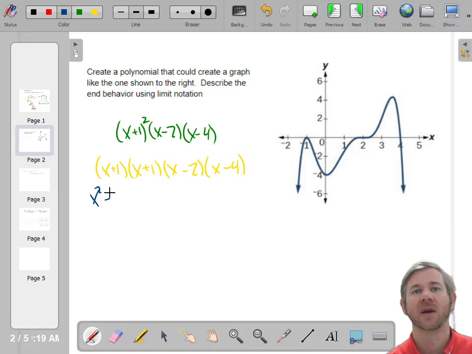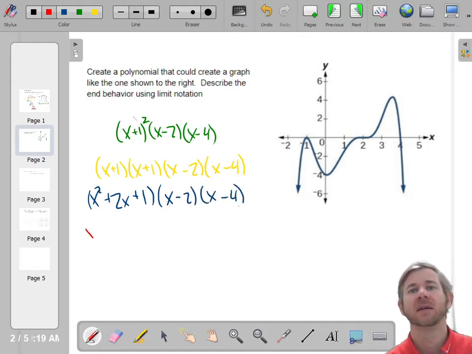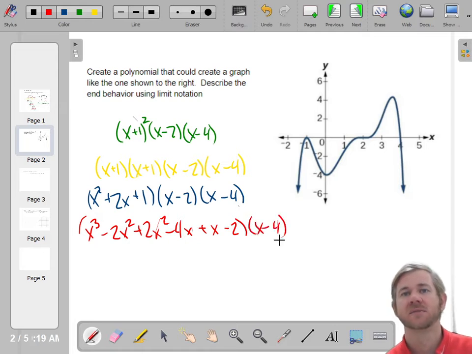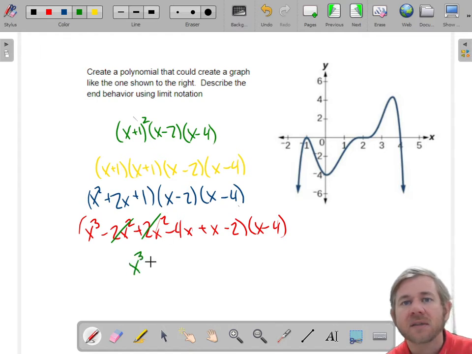That's going to be x squared. 1x and 1x make 2x, and 1 times 1 is 1. So there's the first part. Now I will distribute the x minus 2 in. X cubed minus 2x squared plus 2x squared minus 4x plus x minus 2. I'll combine like terms. Something will probably go away. That goes away. X cubed, that's minus 3x. And then x minus 4.